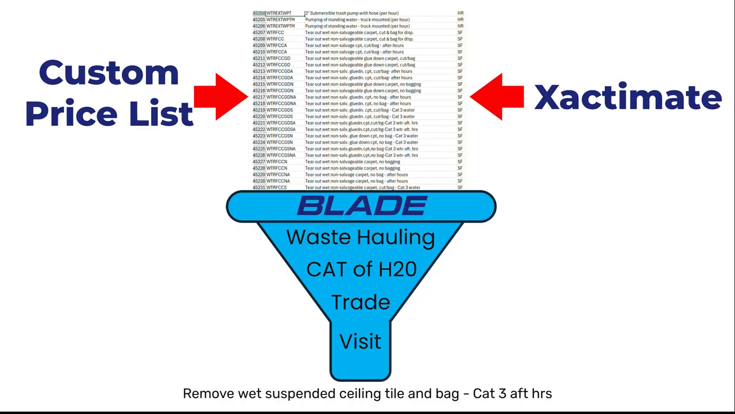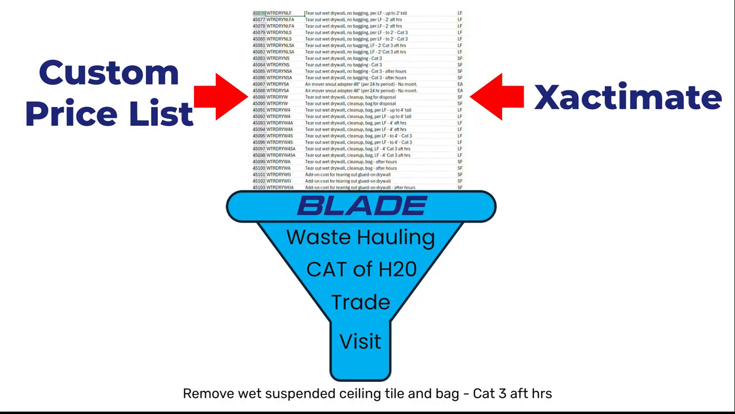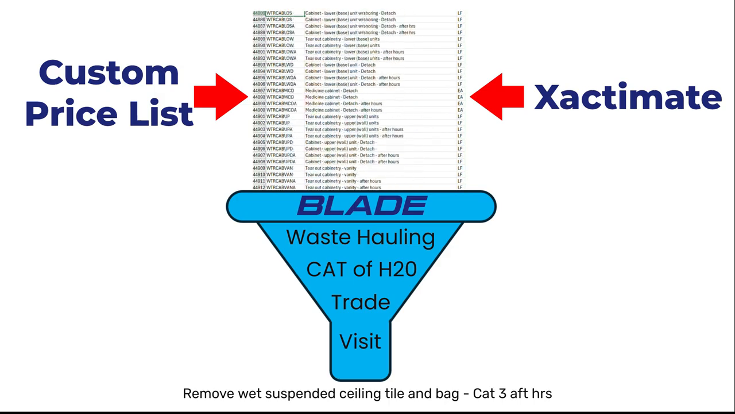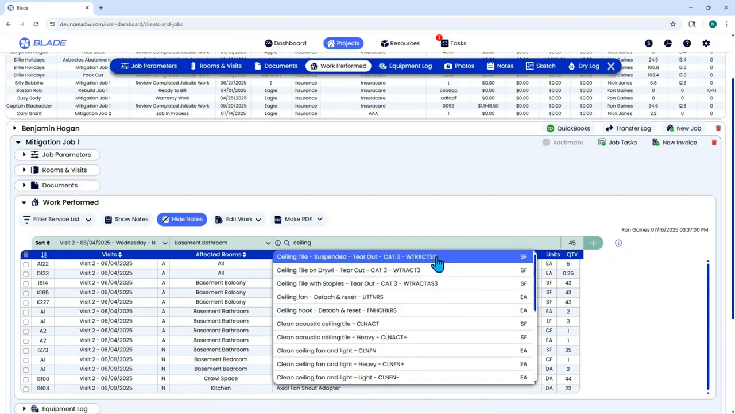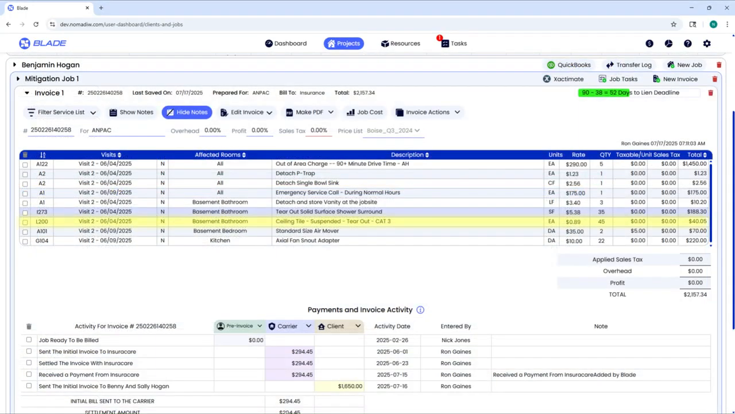By pre-filtering the searchable and selectable line items, Blade facilitates speed and ease of use and eliminates duplicate data entry, so work log at the job site can instantly become an accurate invoice. Technicians see a limited list of easy-to-understand line items when recording work performed. The entries they make instantly become the invoice.